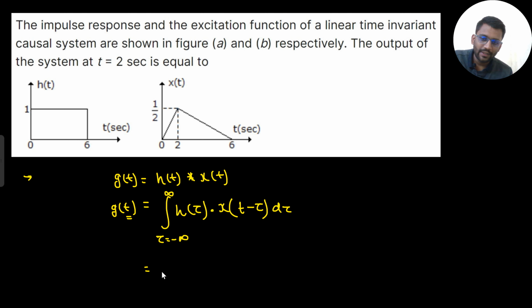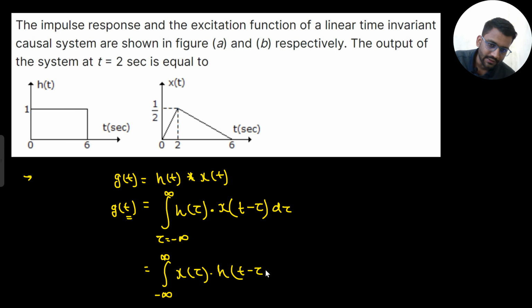And the other formula can be written in two ways. x of tau can remain as it is and h may change, h will be changed to this. These are the two formulas.